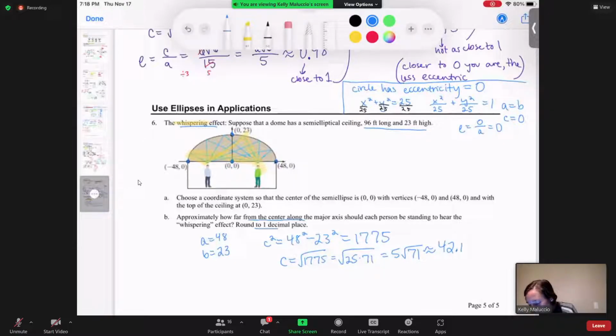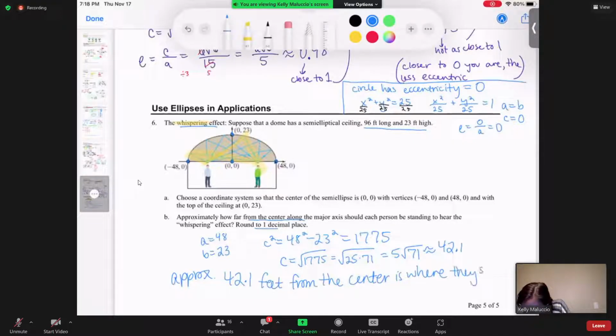But yeah. So we would say approximately 42.1 feet from the center is where both of these people should stand, to have this whispering effect. Because otherwise, if you're not exactly in that place and you're too close or too far, when you're whispering, you may not hear each other.